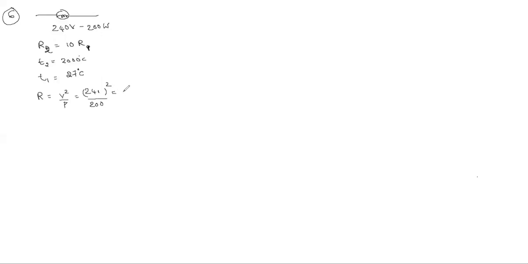I think 288 is the resistance of the bulb, meaning, sir, this is the resistance at working temperature, since voltage and wattage are given at working temperature, not at room temperature. So R2 is equal to 288, which means R1 is R2 by 10, that is 28.8.